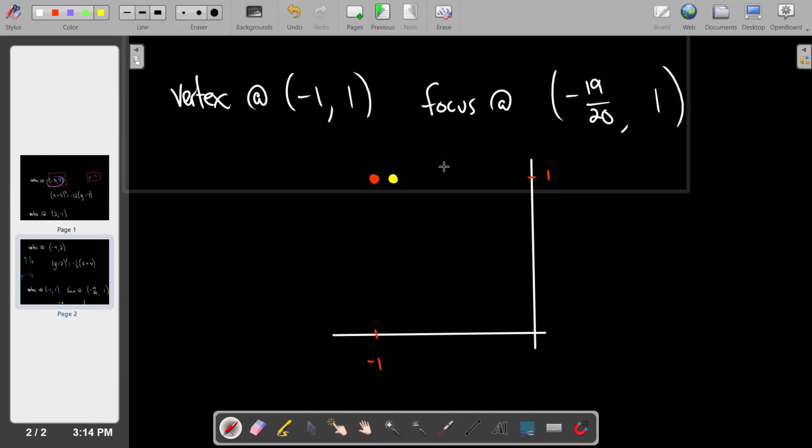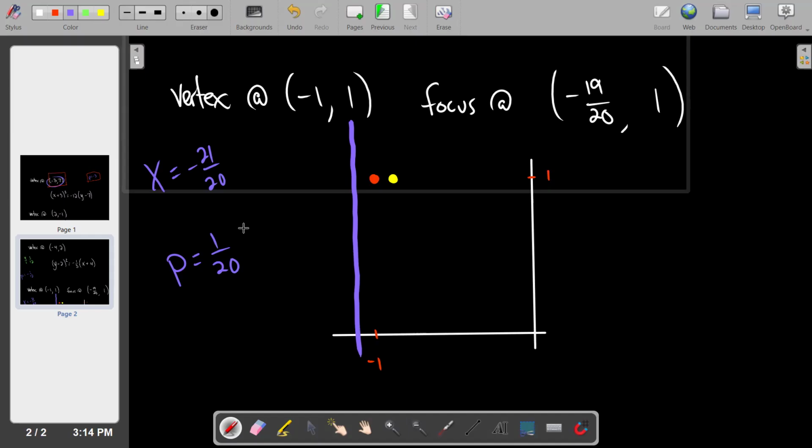Do I care where the directrix is? Sure, it's on the left, right? What is the equation of the directrix just for shiggles? It's over here somewhere, right? What would it be? 21. So x would equal -21/20, right? So we know that would be the equation of the directrix when the time comes that someone wants to know. What's p? 1/20. It's 1/20th and it's facing to the right, so we keep it as a positive.